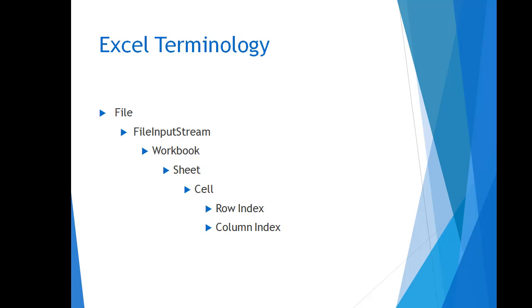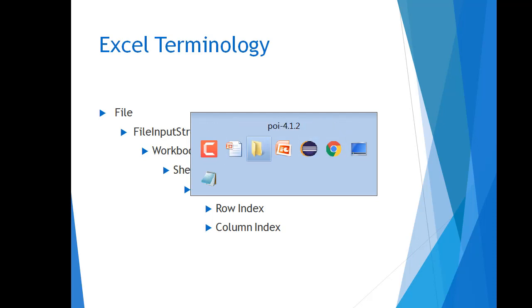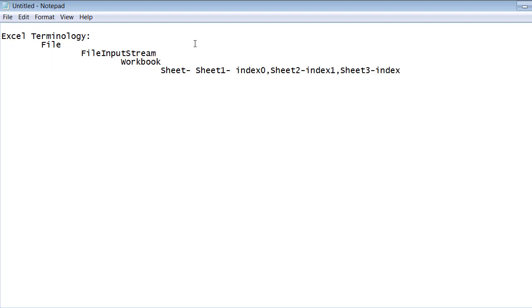Let me show you what it means when I say sheet 1, sheet 2, sheet 3. In the case of Excel terminology, as I said already, there is a file. To read a file, you need to create a file object, then use a FileInputStream. Then in Excel we have a workbook. In the workbook you have sheets. There are 3 different sheets: sheet 1, which is there by default, then sheet 2, then sheet 3. Sheet 1 refers to index 0, sheet 2 refers to index 1, and sheet 3 refers to index 2.